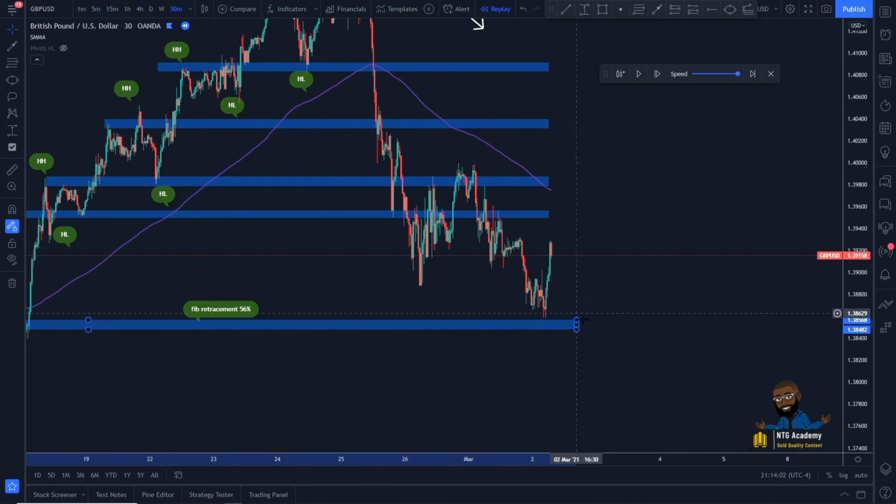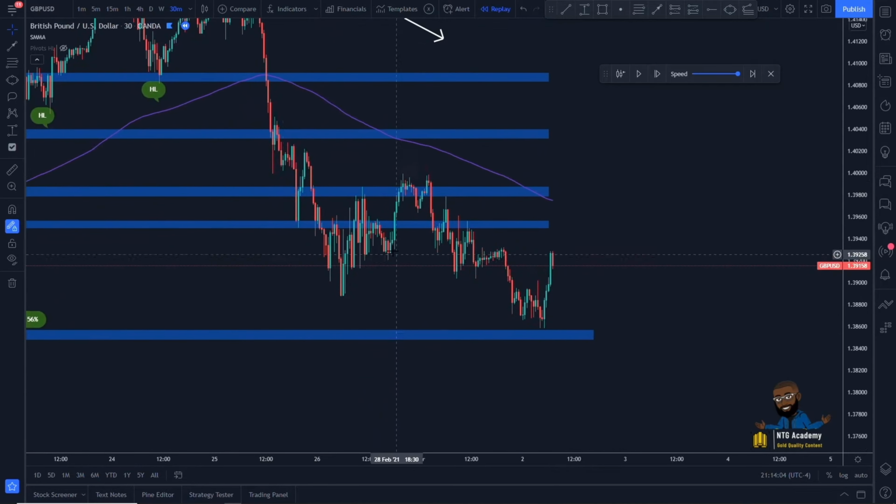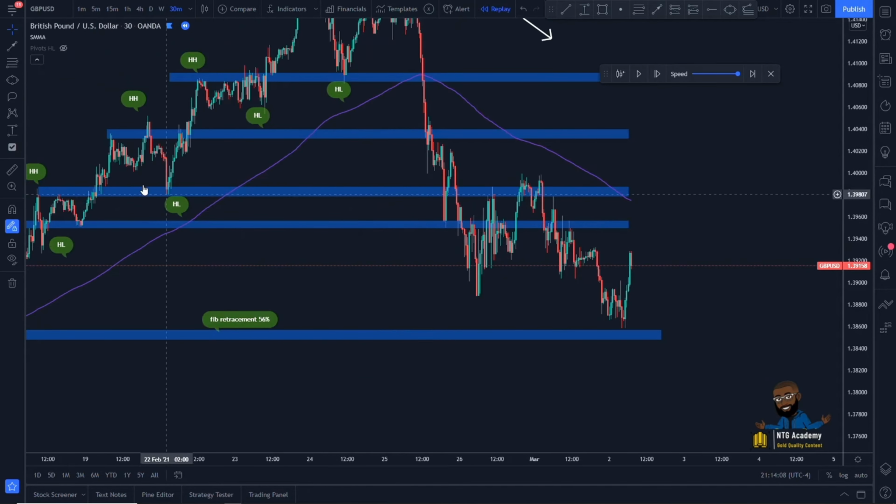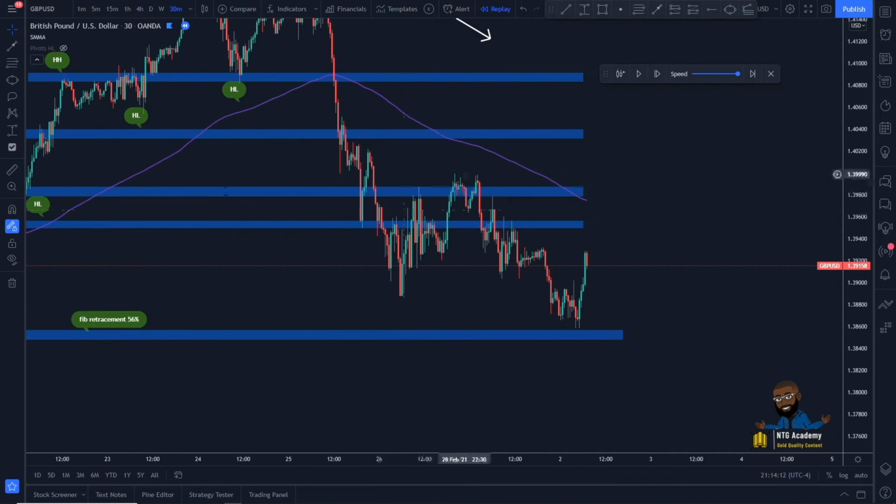And as you guys can see also, you can see how the market is reacting to our zones that we draw. And this is why I love to draw out these zones, especially with identifying false breakouts, because these are powerful areas to look for as far as reversals.